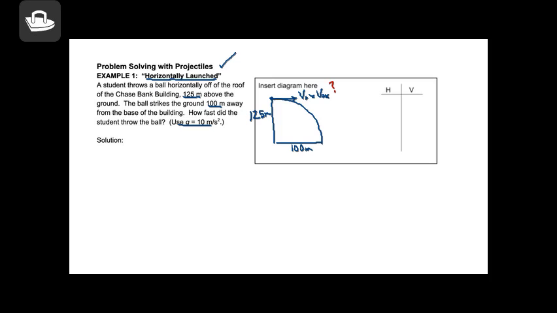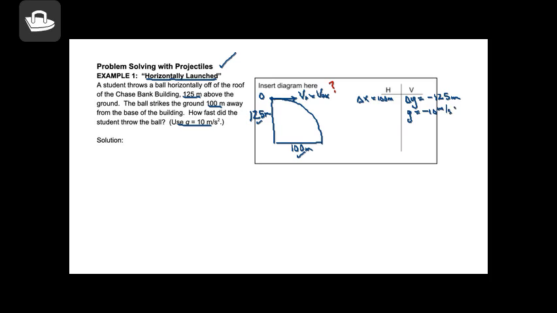All right, so let's start filling it in. So in the horizontal direction, I know that my change in the horizontal position is equal to 100 meters. The vertical direction, I know that I'm starting here. I'm going to call that position 0. I'm going to go down 125 meters. So I'm going to say my change in position in the y direction is minus 125 meters because I'm going down. All right, I know my acceleration in the y direction is going to be equal to minus 10 meters per second squared. So I know that acceleration.